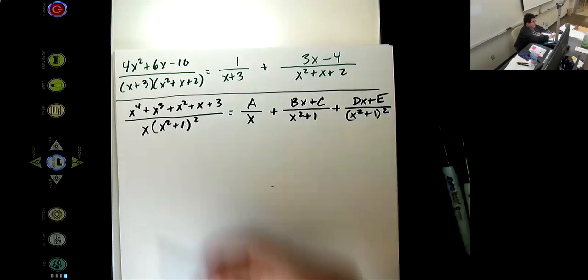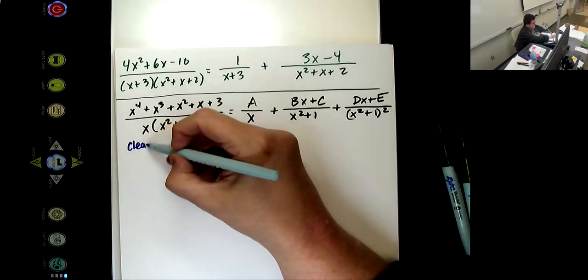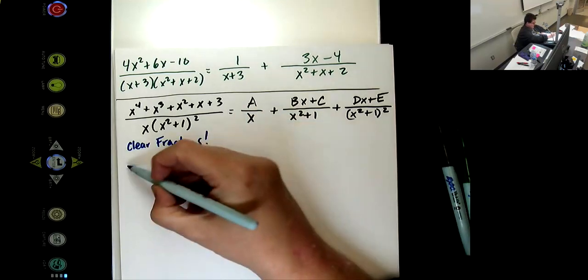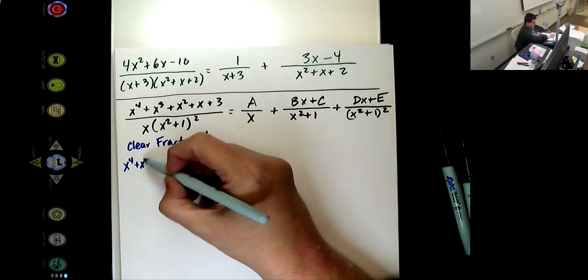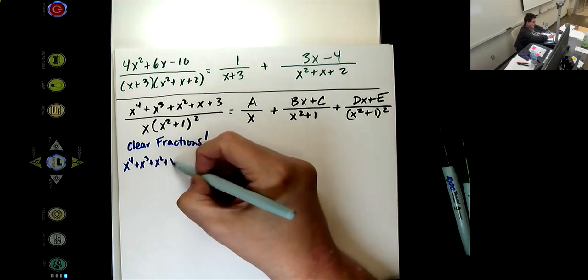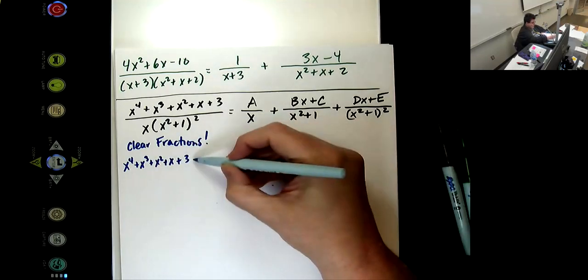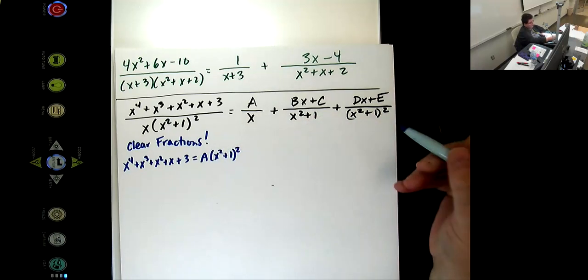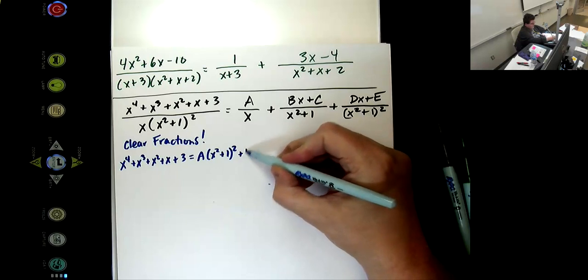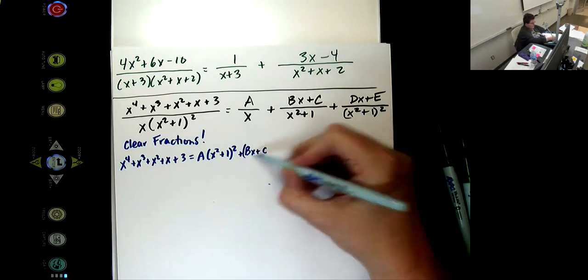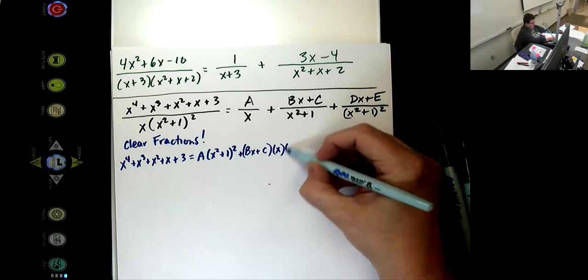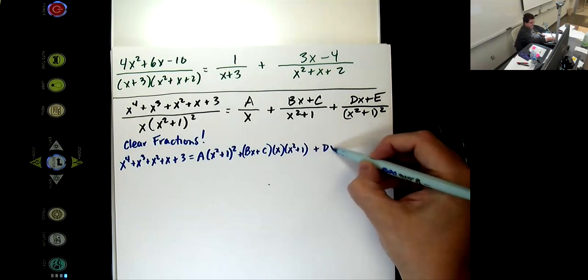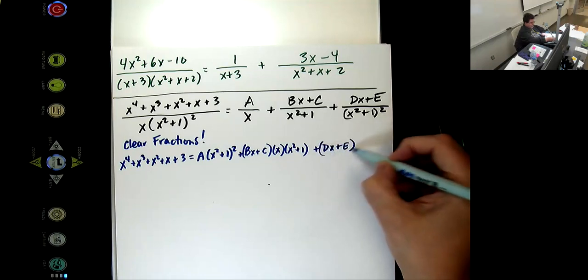They're fractions. And have x to the 4th plus x cubed plus x squared plus x plus 3 equals a times x squared plus 1 squared plus bx plus c times x squared plus 1 plus dx plus e times x.